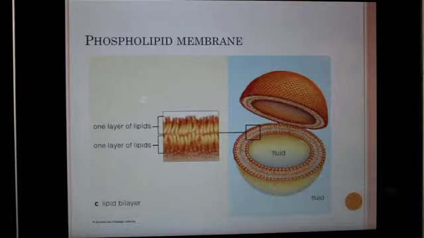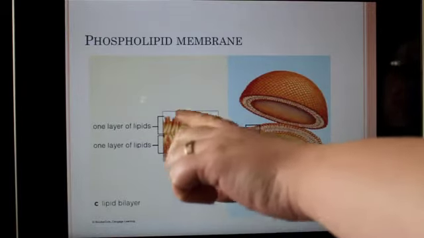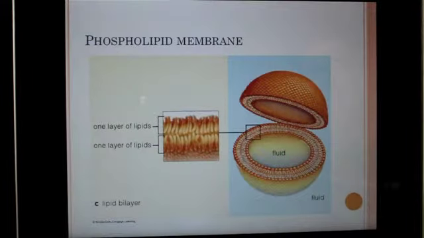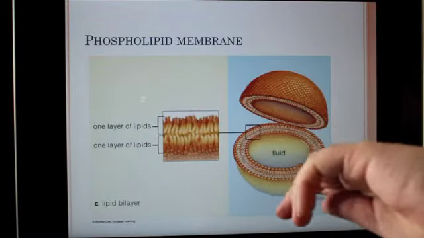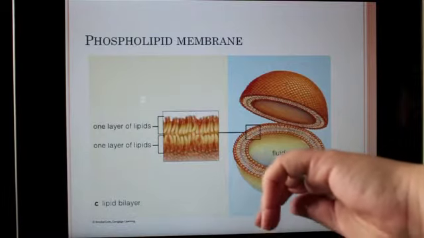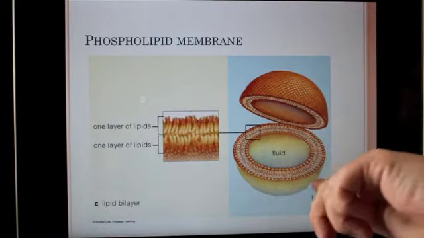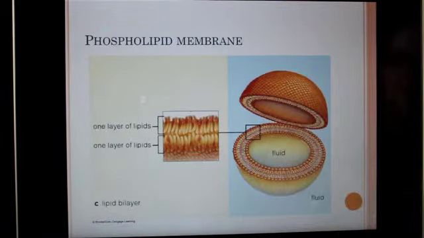Remember, our phospholipid membrane is a bilayer. It has two layers of phospholipids. Heads are out, tails are in, and when you put it in fluid, you wind up with a sphere with fluid on the outside. The bilayer, the hydrophobic tails are facing each other, and then fluid on the inside.